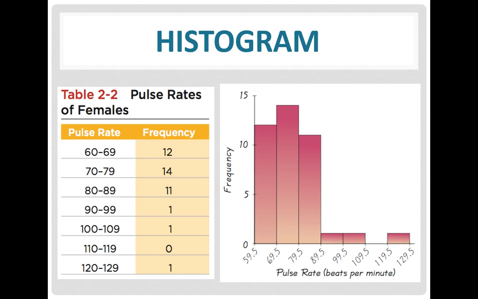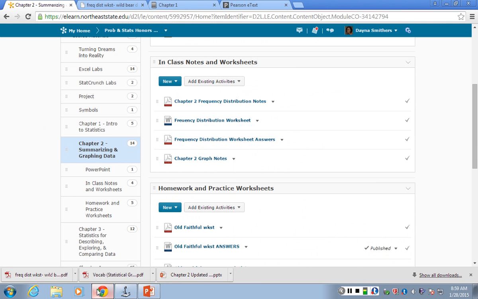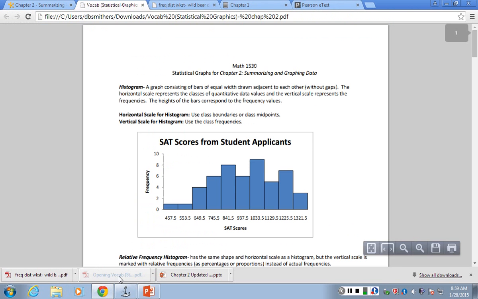Okay. So let's look quickly at the example that's actually in your notes. So if we look at, the wrong one. Where'd it go? It's this one.